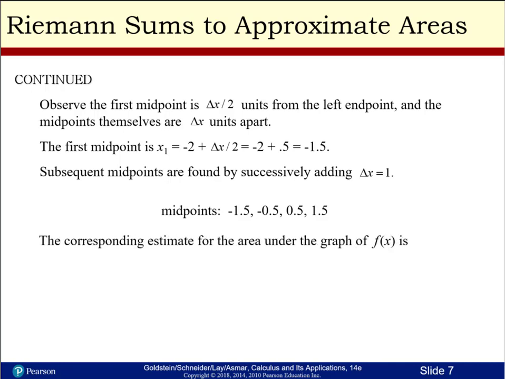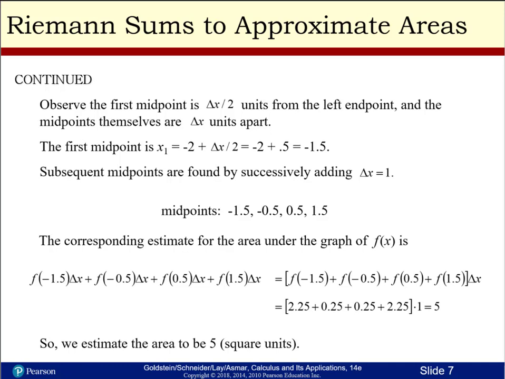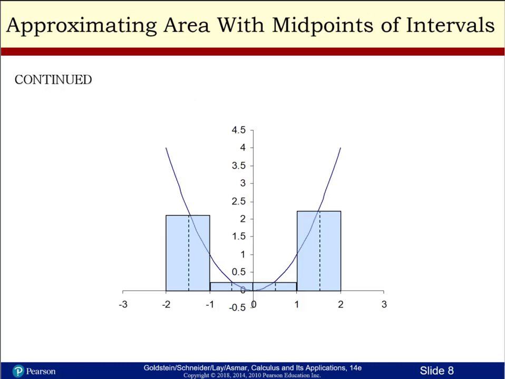The corresponding estimate for the area under the graph of f of x is you're just going to plug in each of those different amounts. Now the delta x is the width of each of those rectangles, so that's a 1. And then we plug in the -1.5, the -0.5, the 0.5, and the 1.5 into our function, get those values, and then crunch our numbers. And we get a 5. So we estimate the area to be 5 square units.